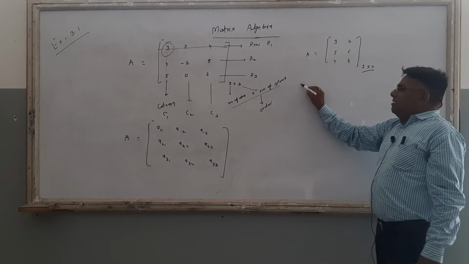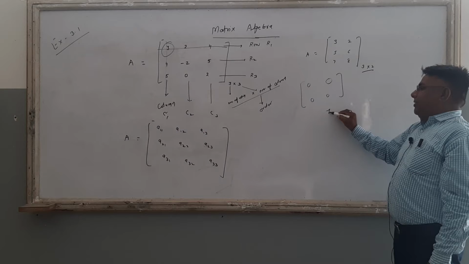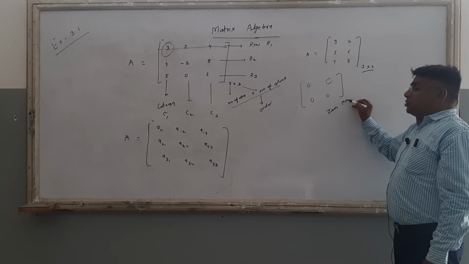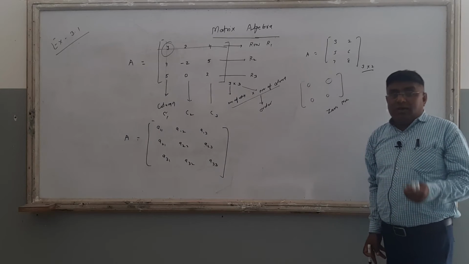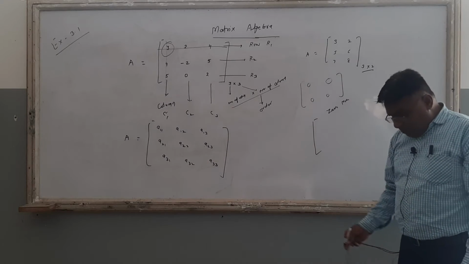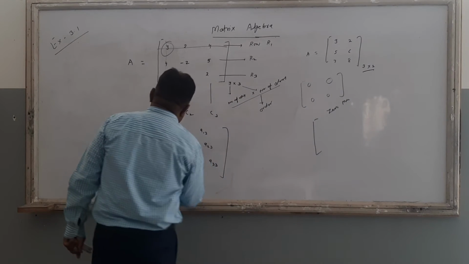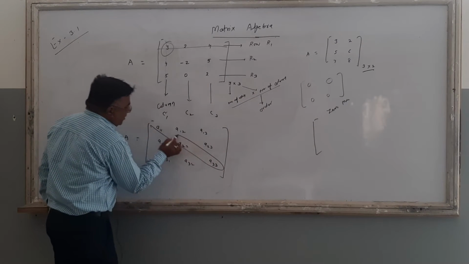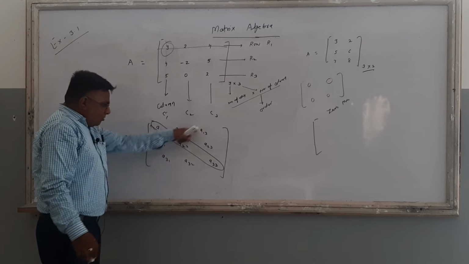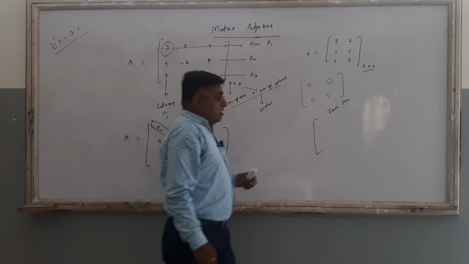If all elements are 0, this is called a zero matrix, also called a void matrix or null matrix. Now a very important thing in a matrix is the diagonal: A11, A22 and A33. This is not the diagonal. The diagonal of the matrix is A11, A22, A33, right?